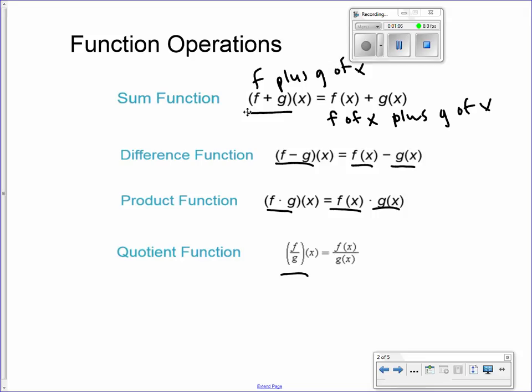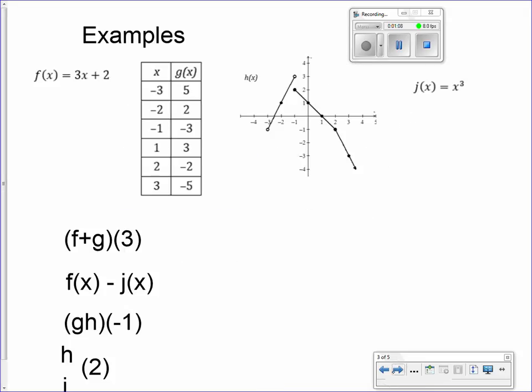So what is this actually going to look like when you're doing a problem? You're going to be given a couple different functions. So here we have 4 functions. We have f, which is an equation, g, which is a table, h is a graph, and j is another equation. You do not need to write any of this stuff above the green line. But what I want you to watch is how we're going to solve these.